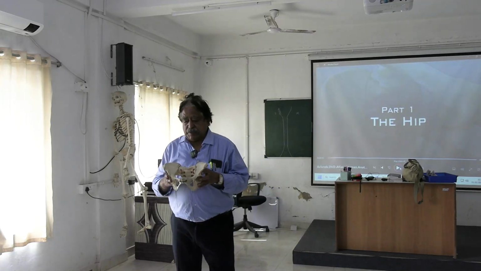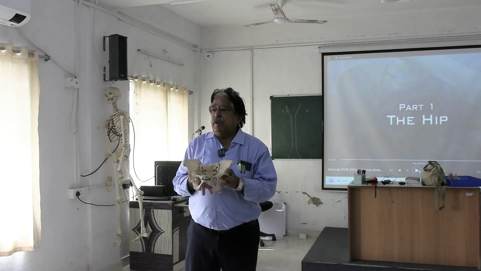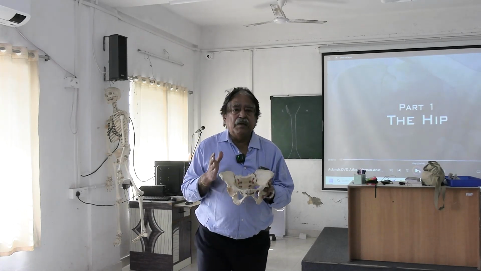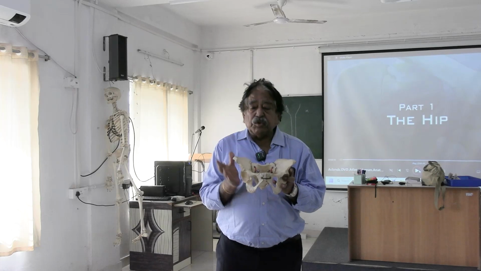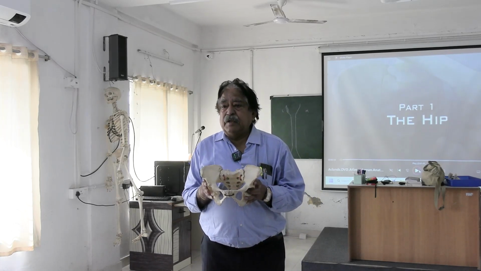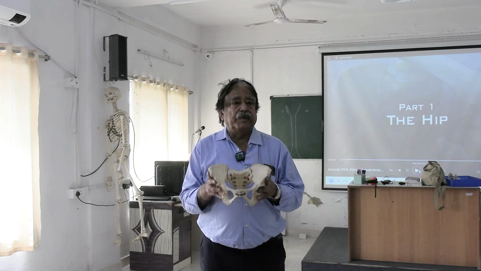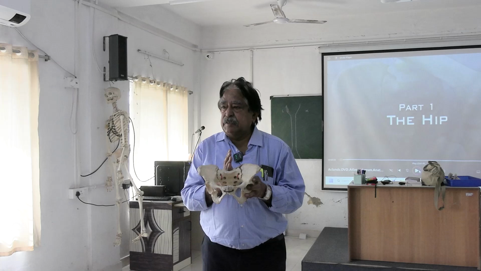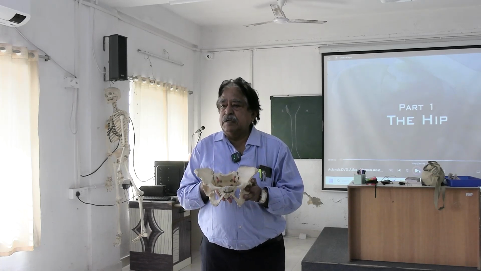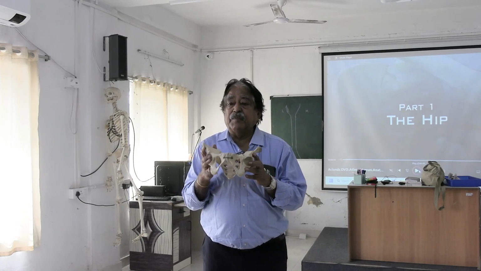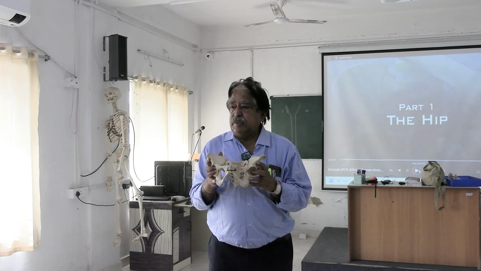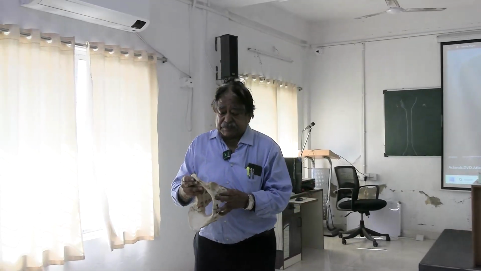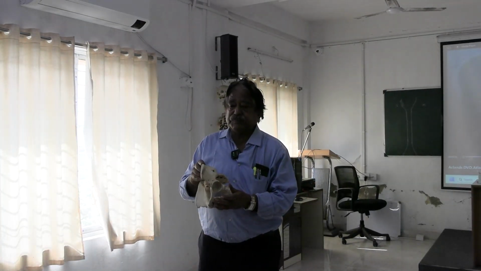Two hip bones and the sacrum make up the pelvis. Now, the major part of the pelvis is the hip bone. The sacrum is a different bone, and you have two hip bones. Now, what I want to say is that today we will be discussing the external surface.